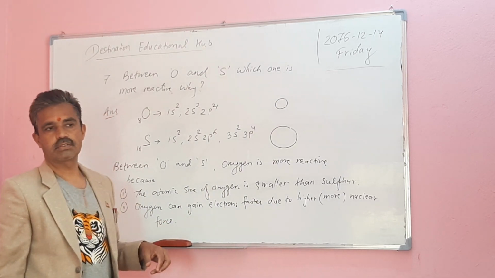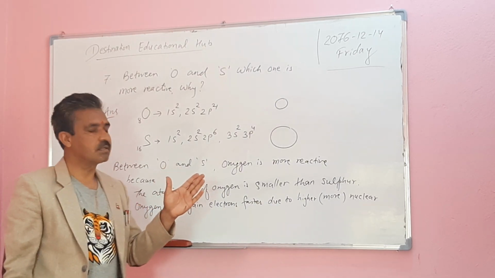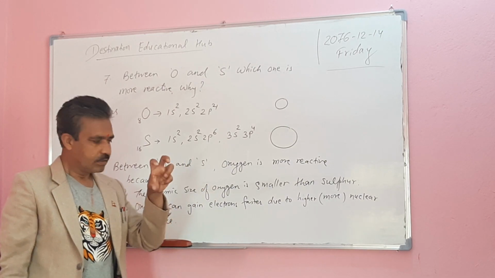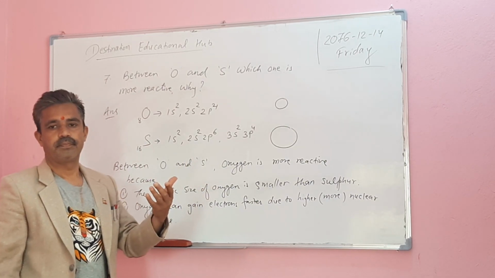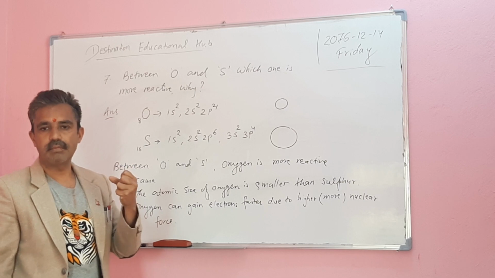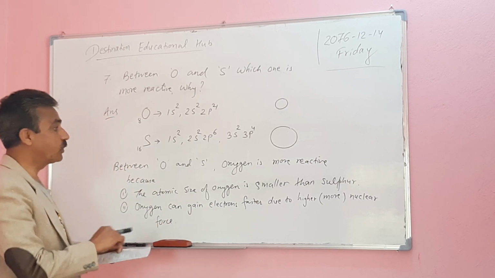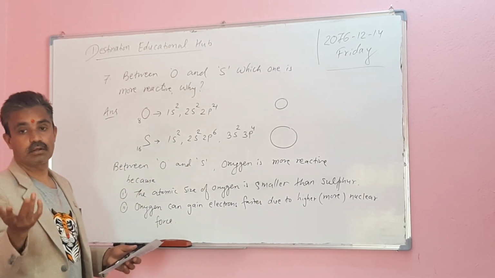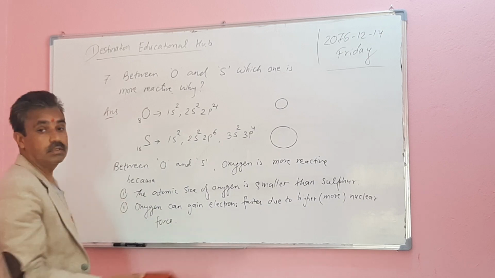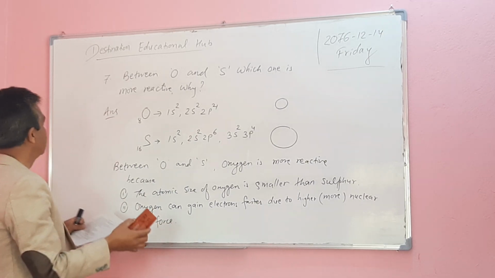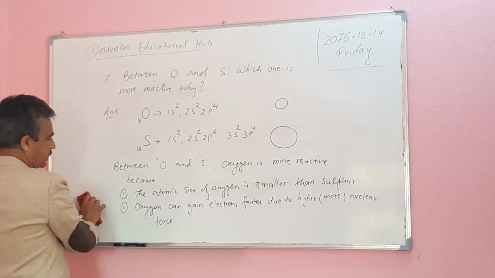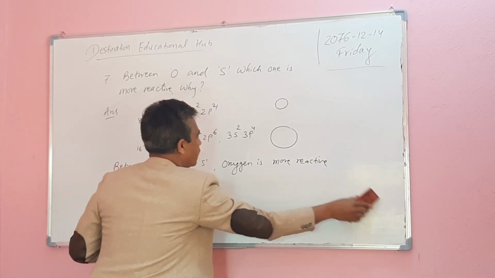But if it's the matter of metals, then the bigger atomic size of the metal is more reactive because metals are electron donors, non-metals are electron receivers. Okay. So question number 7 is completed. Let me rub this out. Now we'll be discussing question number 8.